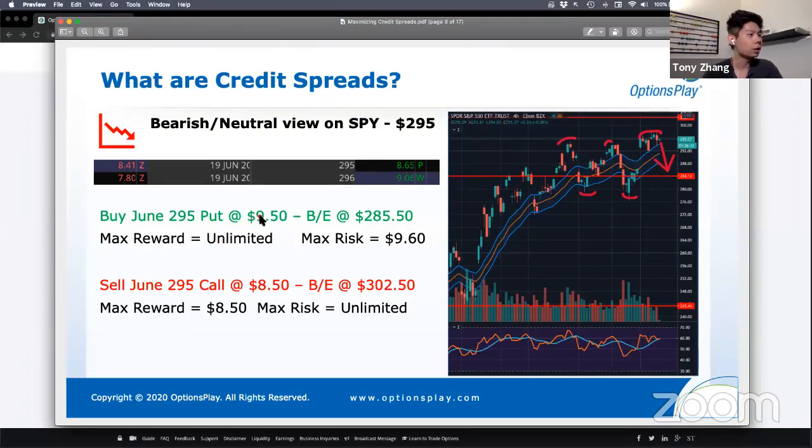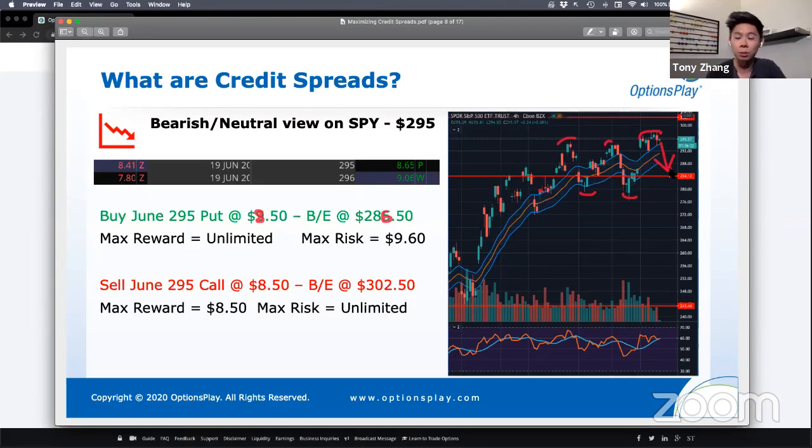Here I actually should have updated this. This should be $8.50, not $9.50. So I will make sure that we update this before we send this out. So my break-even price here is around 286.50. My break-even price is 286.50.